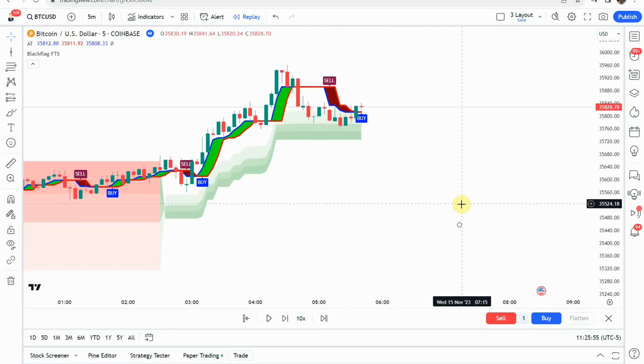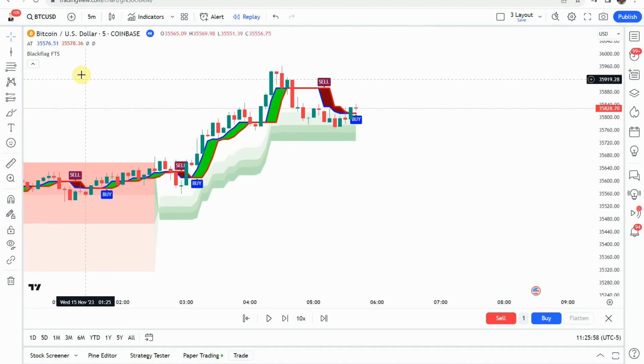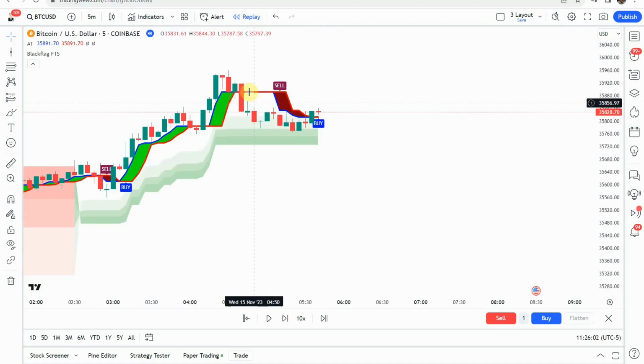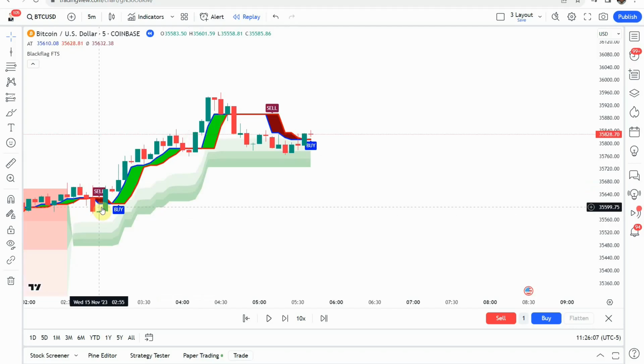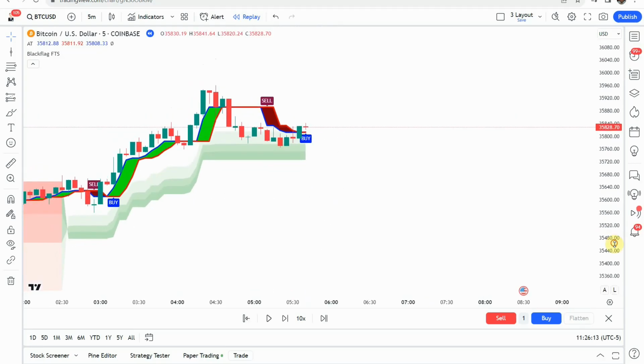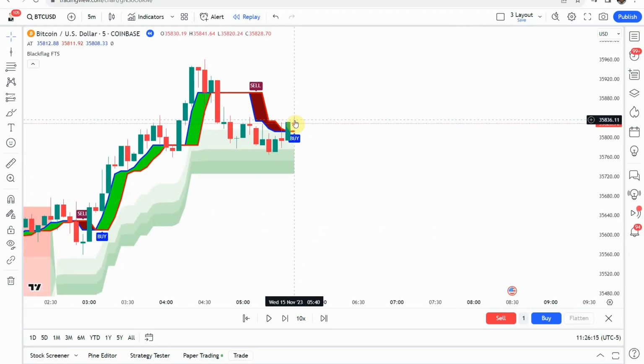And so once we have a green background on the Swing Arm indicator, then what we are looking for is price action to pull back into the cloud. And so you can see that we switch coloration here, make this push up, we pull back into the cloud right here. And then you can see that we pick up a buy signal right here from the Alpha Trend indicator.